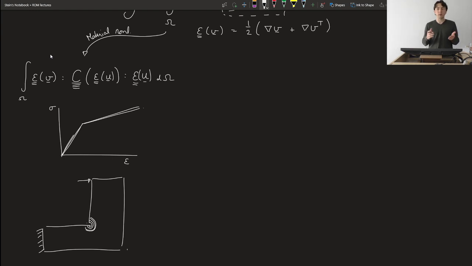So linearity is an assumption that tends to not be valid for these kind of peak stress locations, and by adding a plastic behavior, we are actually releasing part of those stresses. So it's very important for solid mechanics. Then the second type of nonlinearity is geometric nonlinearity.